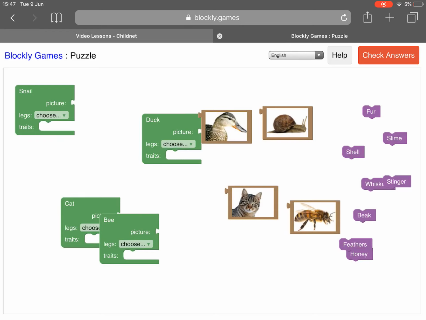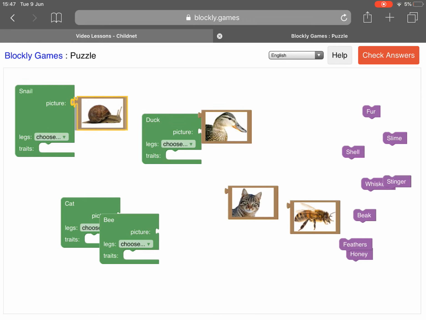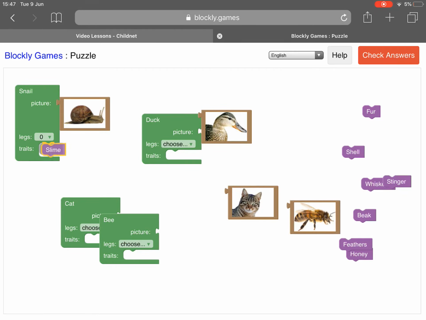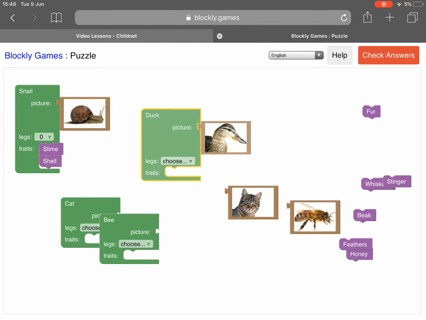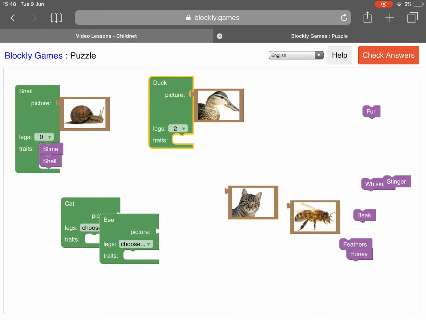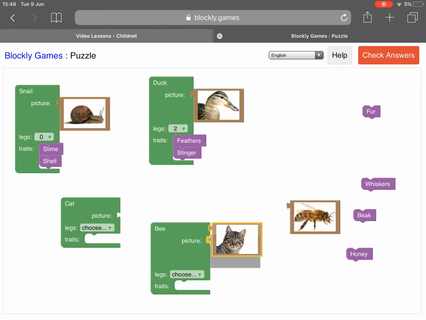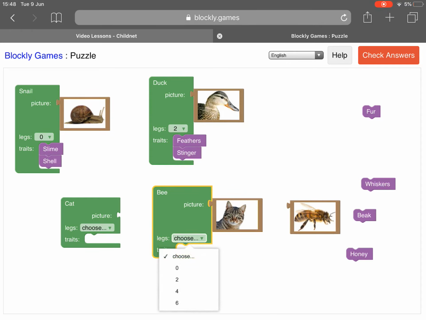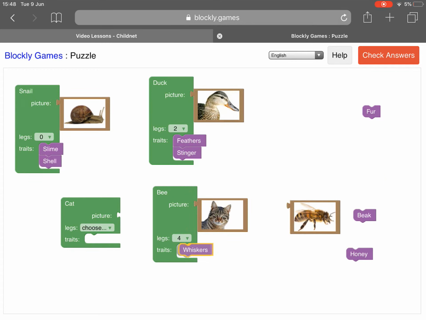So I'm going to do some of them, and I'm going to purposely make some errors so that you can try and debug it. So I'll start with a snail. So it hasn't got any legs. Well, they are pretty slimy, but I still like them. It's quite interesting. They've got a shell. So the duck, two legs, feathers, and it can sting people. Cat. Oh, I've got to say, yeah, cat's got four legs, definitely whiskers and fur.